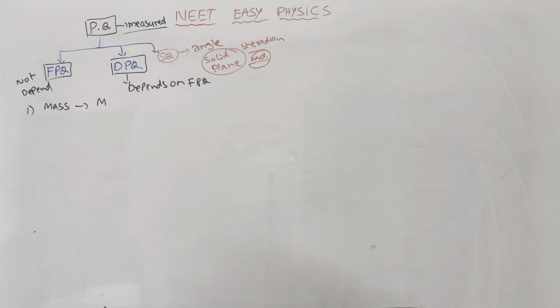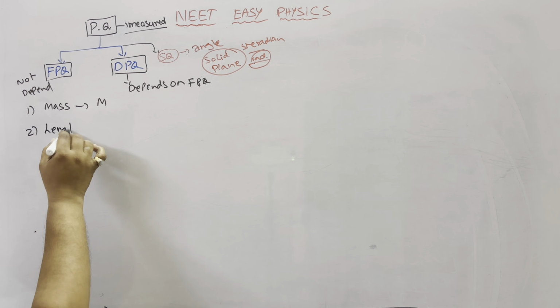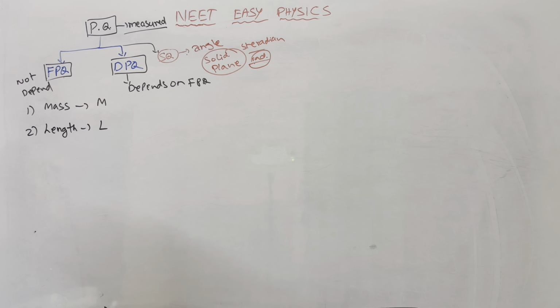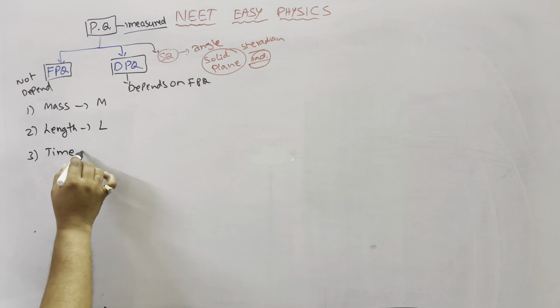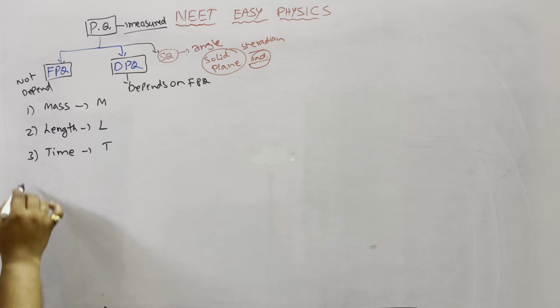These are: mass. Mass is denoted in the dimensional formula by capital M. Units are kg, gram. I am not talking about those. How to write the dimensional formula we will see today. Second one, length. It is denoted with capital L. Third one, time. Time is denoted with capital T.